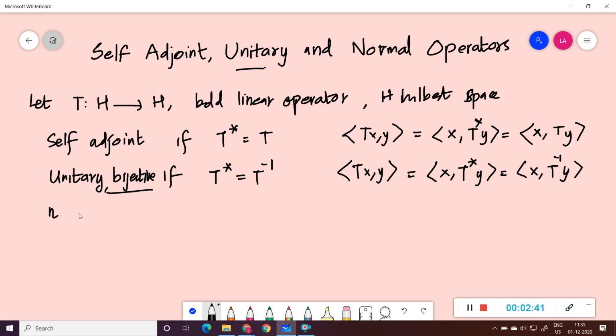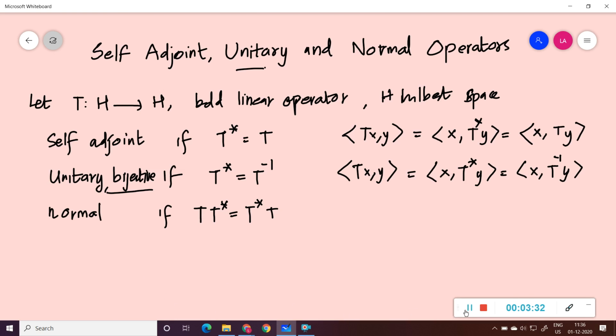And the bounded linear operator T from H to H is said to be normal if T star T should be equal to T T star. Or the adjoint operator of T and the operator T commute. If the adjoint operator and the operator T commute, that is T star T equals T T star, then the operator T is said to be normal. So from these definitions, we can clearly say that if an operator is self-adjoint, then it should be normal. So which is the first intuition which we get from these definitions?